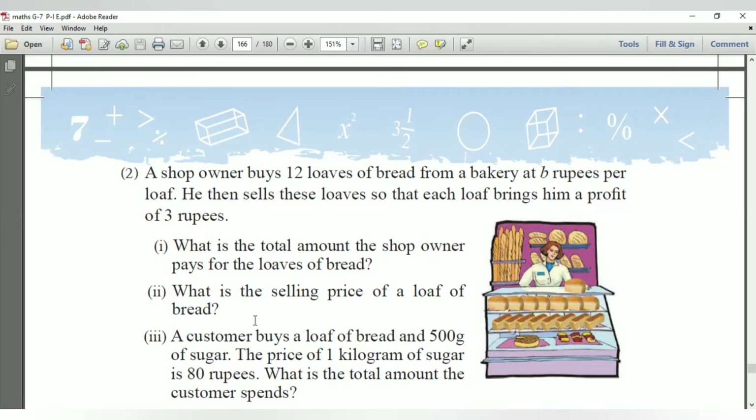Right? Then Roman number 3, a customer buys a loaf of bread.